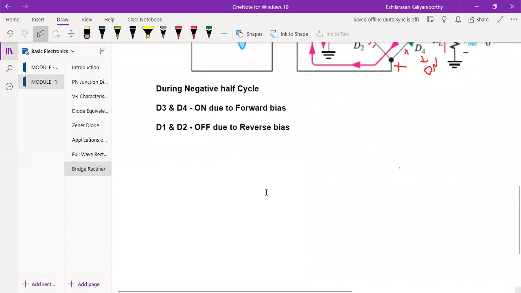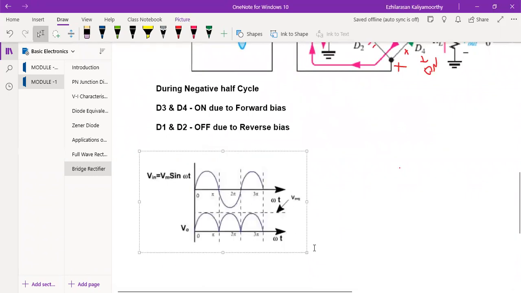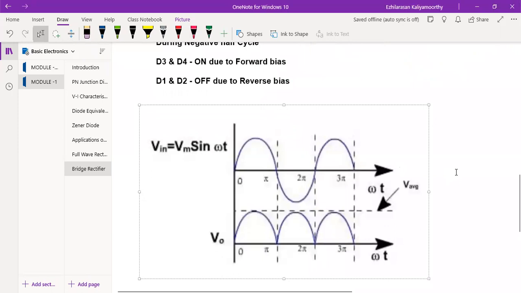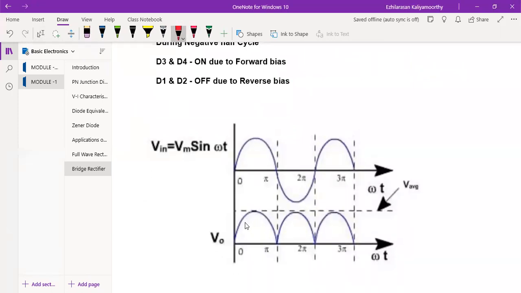See, this is the complete output diagram. Now in this, I can write: during the positive cycle, D1 and D2 are on. During the negative cycle, D3 and D4 are on. Same for the positive cycle, D1 and D2 are on. I am writing only on; if you want, you can write the off also. So we'll get the complete cycle output in the bridge rectifier.